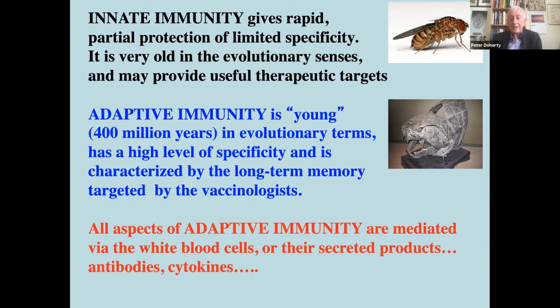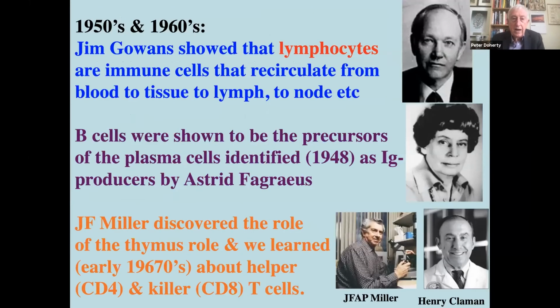Adaptive immunity, that's the specific immune response we immunize. It's young in evolutionary terms, only about 400 million years. We find it first in the bony fish. And all aspects of adaptive immunity are mediated by white blood cells, descendants of the white blood cells. Lymphocytes are the main cell, which wasn't discovered till the 1950s, really, by Jim Gowans in England.